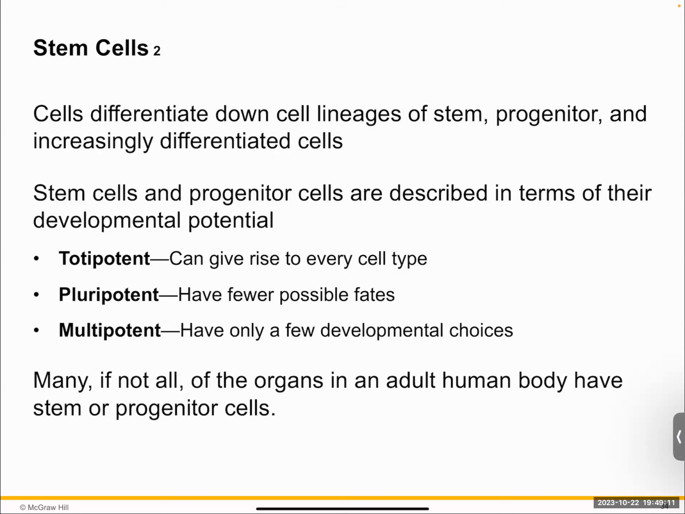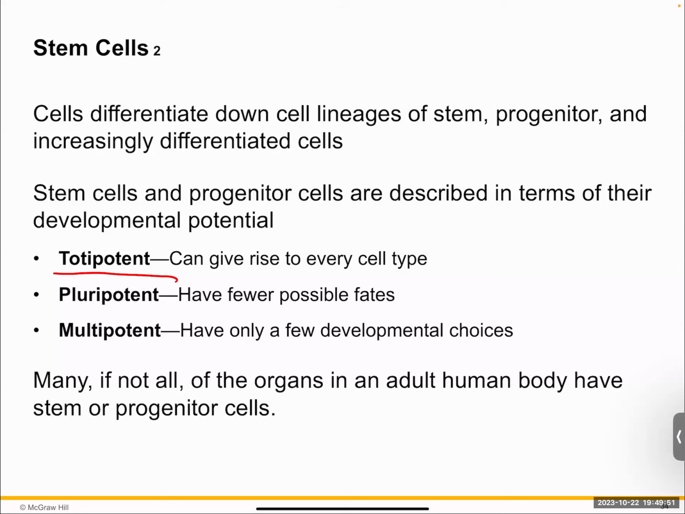If they're considered totipotent, they can give rise to any type of cell in our body. Pluripotent cells have fewer possibilities, and multipotent cells have only a few developmental choices. So you're basically becoming more and more narrow. Totipotent is, I guess, the most popular because you can become anything. Then you lose some of those options as you go through differentiation. So you become pluripotent, and then you further distinguish and become multipotent.